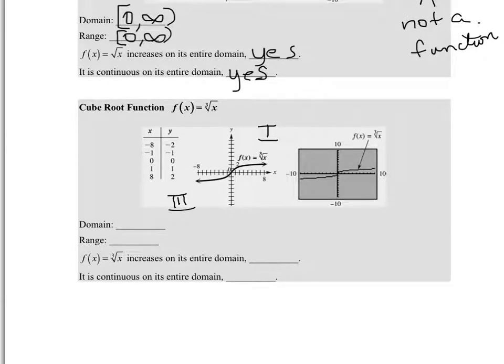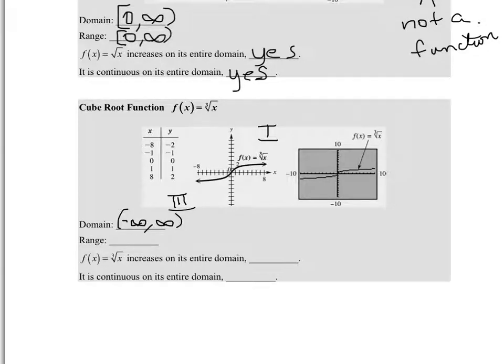Now, because of that, if I were to ask you about domain, I think it's pretty obvious. I can use any x value in the world, negative infinity to positive infinity. Even though there is a radical, it's a cube root. Since that index is an odd number, I can put negatives underneath. If I asked you what's the cube root of -1, I'm asking you what can you multiply times itself 3 times, and the answer is -1. And the number that would do that is -1. -1 times -1 times -1 gives you -1. So if I took the cube root of -1, I get -1.